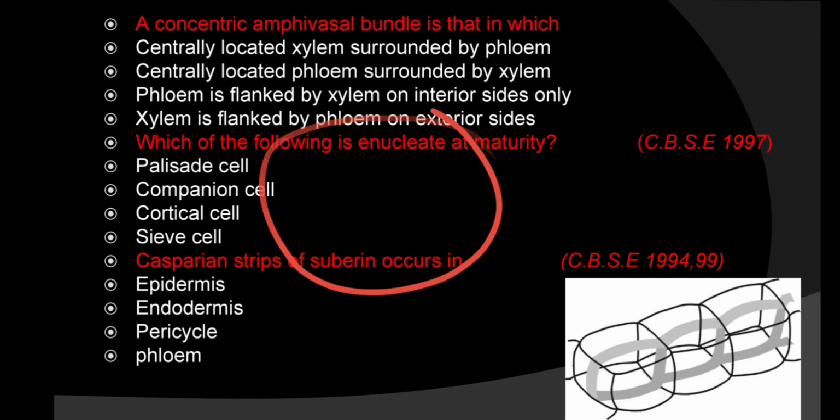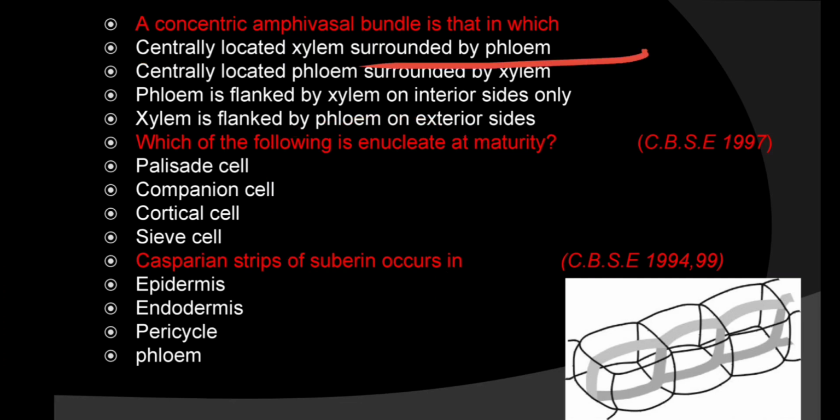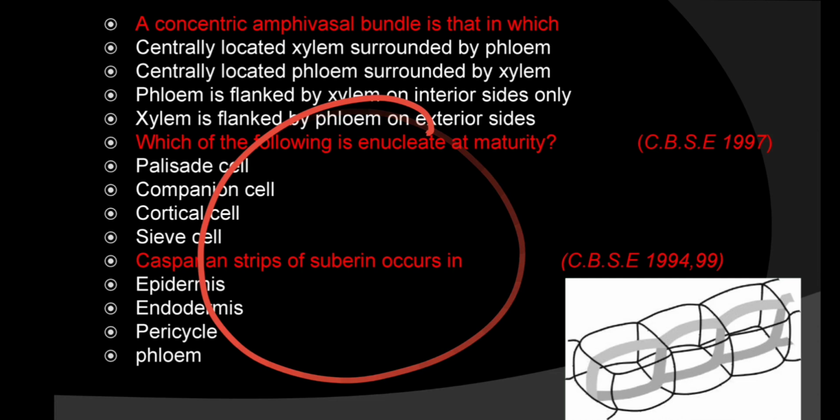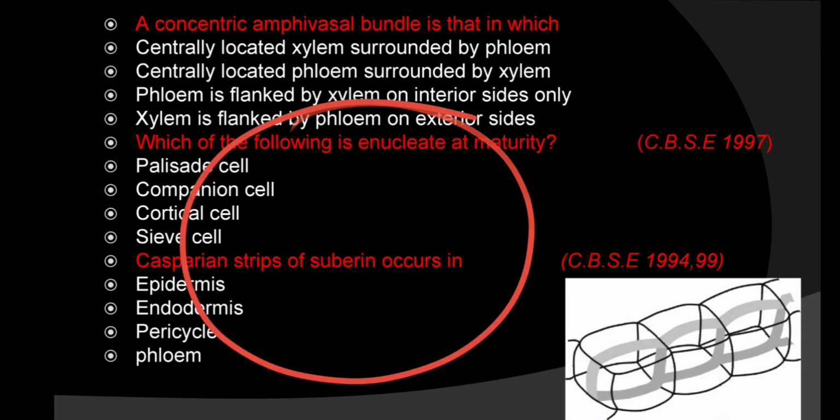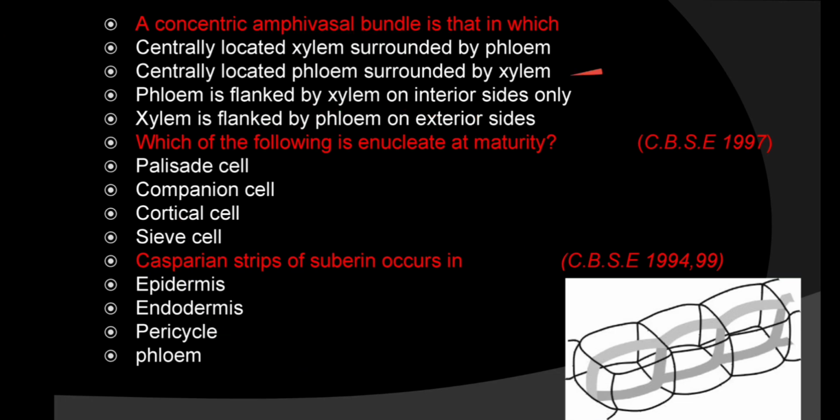Amphicribal is that bundle in which the centrally located xylem is surrounded by phloem. So xylem is inside, phloem is outside. Then in the amphibasal type, phloem is in the center and is surrounded by the xylem. So here amphibasal is being asked, so this one is correct.